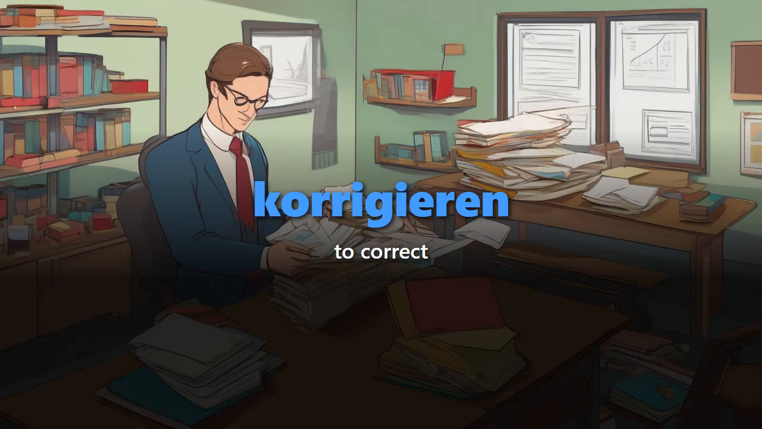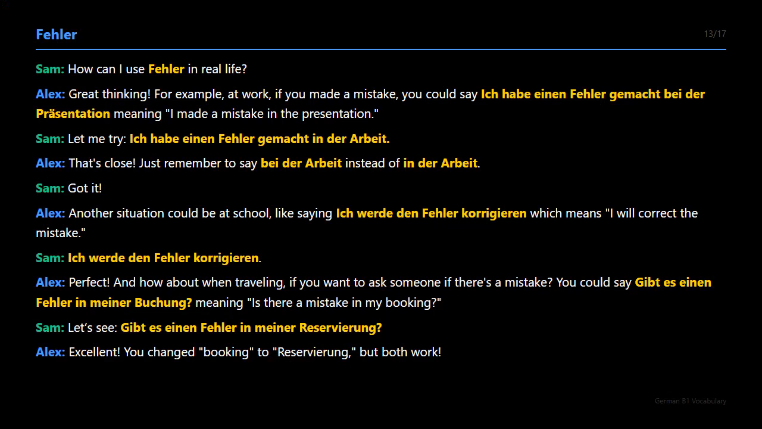How can I use Fehler in real life? Great thinking. For example, at work, if you made a mistake, you could say, Ich habe einen Fehler gemacht bei der Präsentation, meaning I made a mistake in the presentation. Let me try. Ich habe einen Fehler gemacht in der Arbeit. That's close. Just remember to say, Bei der Arbeit, instead of In der Arbeit.